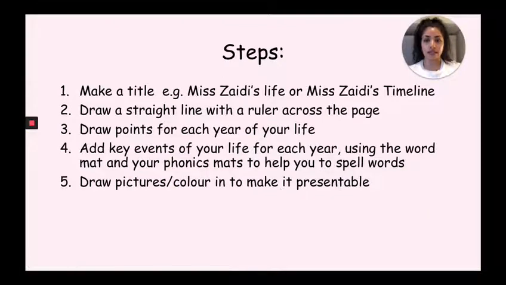The next thing you'll need to do, so step 2, is to draw a straight line with a ruler across the page. Step 3 is to draw points for each year of your life. Step 4 is to add the key events of your life for each year using the word mat on the previous page and also your phonics mats that you've all got at home to help you to spell words. Step 5 is to draw pictures and to colour in your timeline and make it presentable if you wish to.